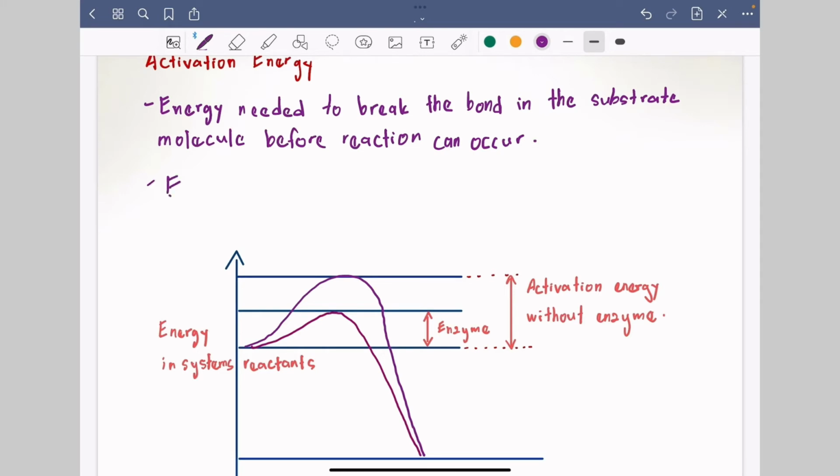In the presence of enzyme, it can lower the activation energy, thus making the rate of biochemical reaction increase.